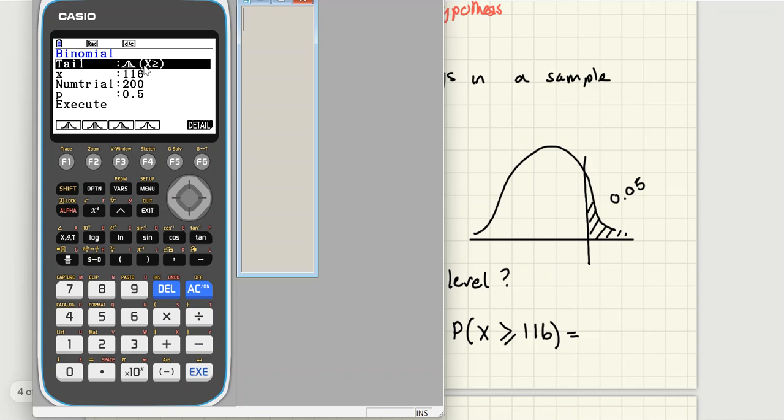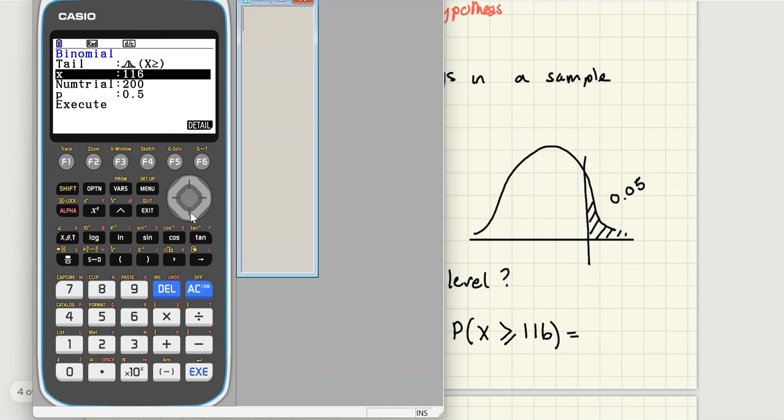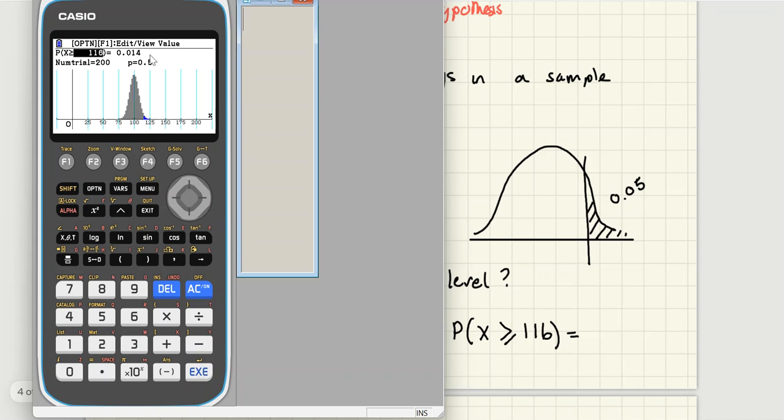Press exit, execute. Make sure the tail, if you press that way, we're testing for x is less than or equal to. If we're doing that, x is between two values. This one is x is greater than. So we want x is greater than and x 116. So I press enter and I get this. If I go back to exit, I can change these. So 116, number of trials is 200 babies. The probability of it being a boy we're saying is 0.5. Go down, press execute, and you get the graph.